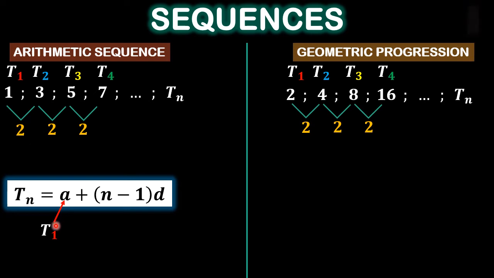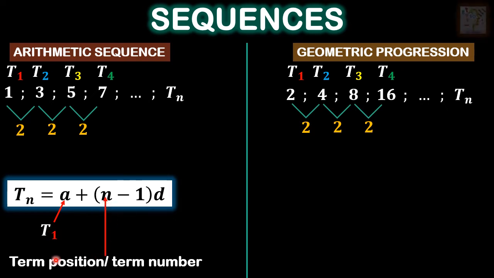So the a that you see here is actually T1. So T1 and a1 are one and the same thing. When I say find the value of a, I mean find the value of T1. And then n is the term position or the term number, so it is the number of terms in simple terms. If we want to know the term position of 3, that will be T2, so our n is equal to 2 in this case.